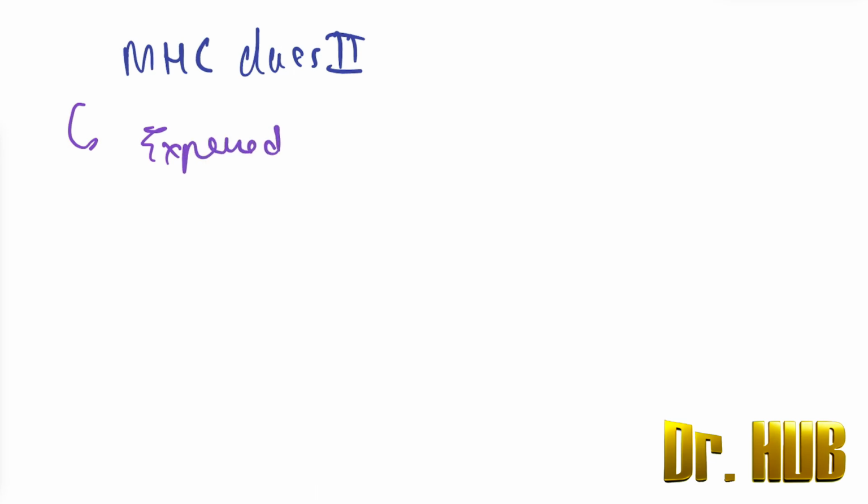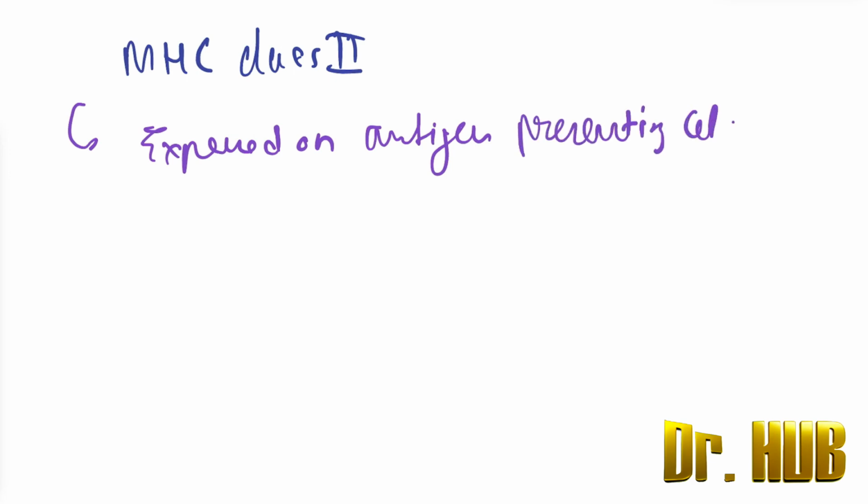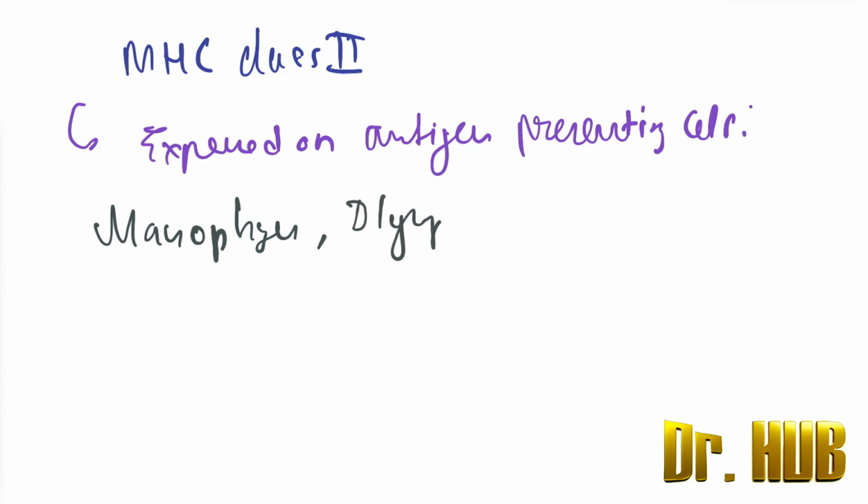In terms of the MHC class 2, it is expressed on antigen presenting cells, and this is on the macrophages, then there are B lymphocytes as well as the dendritic cells.